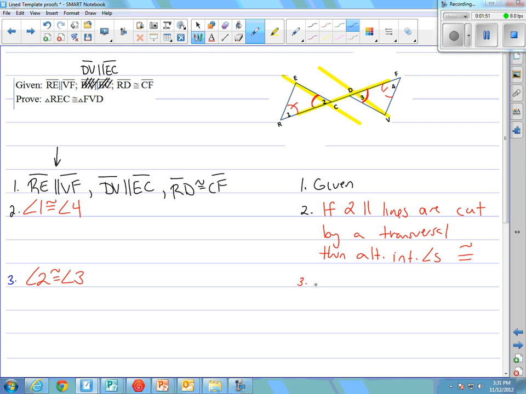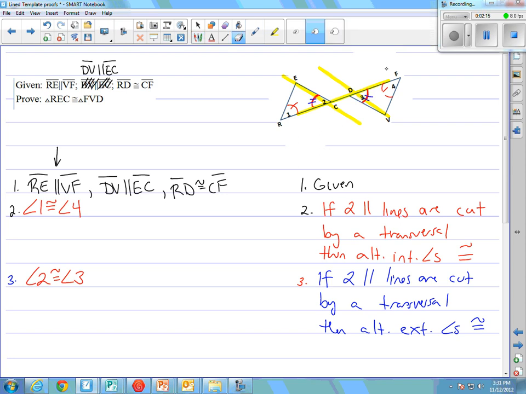My reason, if two parallel lines are cut by a transversal, then alternate exterior angles are congruent. Okay, so now we know those two angles are congruent. Erasing all this stuff and I'll put it back in, but angle 1 was congruent to angle 4. Angle 3 is now congruent to angle 2. Given this information, I also have that. Okay, so I'm going to see what that tells me.